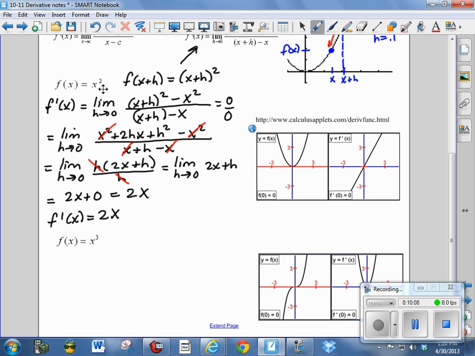And this little graph over here is from an applet that we're going to look at online, because this is going to illustrate what we're doing with these functions. So I'm going to open that one up.